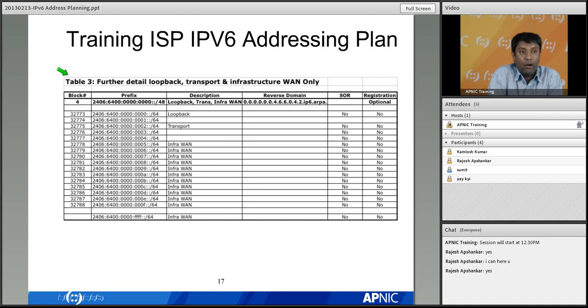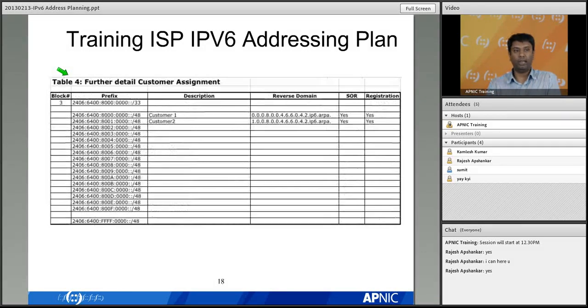All right. So this is how we have enough addresses to cater to the point-to-point links within the infrastructure. We have enough addresses to cater to transport. We have enough addresses to cater to loopback. Those are all prefixes, right? And after that, we need to build our interface ID. For loopback, we use manual. So 2406:6400::1 can be the first router, ::2 can be the second router, ::3 can be the third router, right? So this is how we give addresses to the point-to-point link and loopback addresses. The same concept goes for the point-to-point link as well.